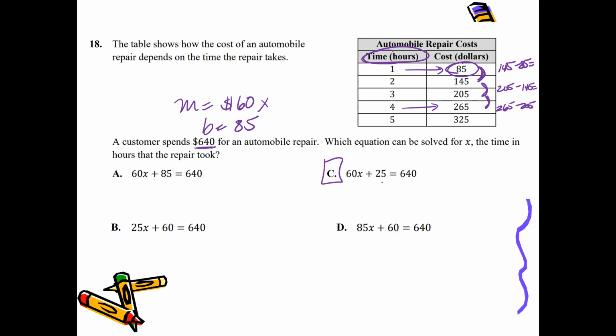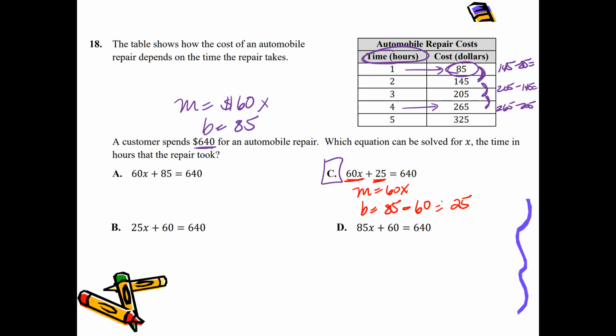Well, if you look at this right here, your m, like I said, is 60x. There's a 60x right there. My b is going to be 85, which is what I start off with, minus the $60 per hour. And what is that going to give you? 25. There's a 25 right there.